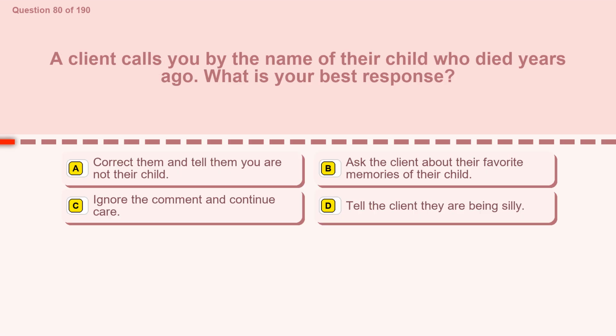Question 80. A client calls you by the name of their child who died years ago. What is your best response? Option A. Correct them and tell them you are not their child. Option B. Ask the client about their favorite memories of their child. Option C. Ignore the comment and continue care. Option D. Tell the client they are being silly.